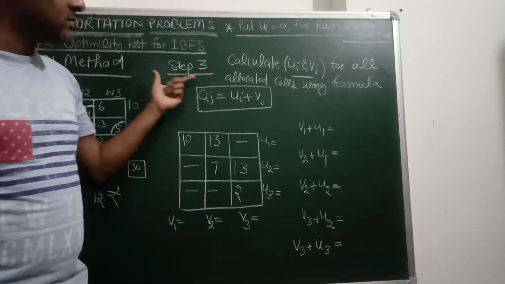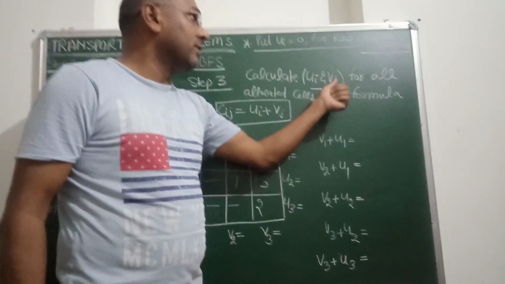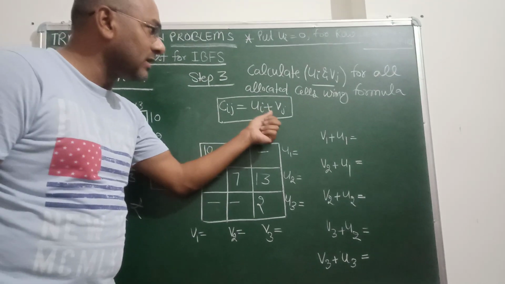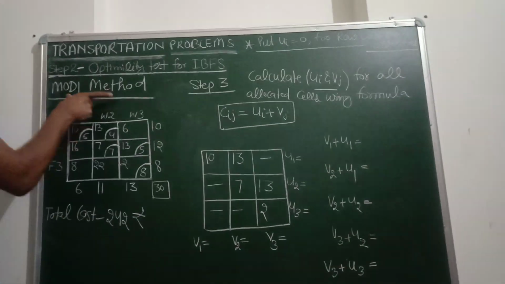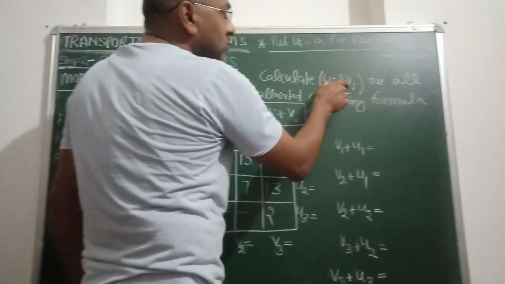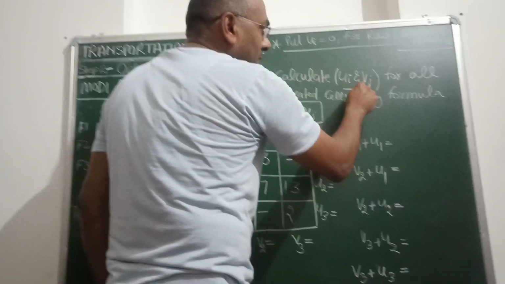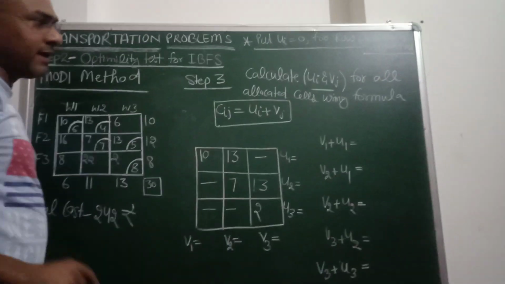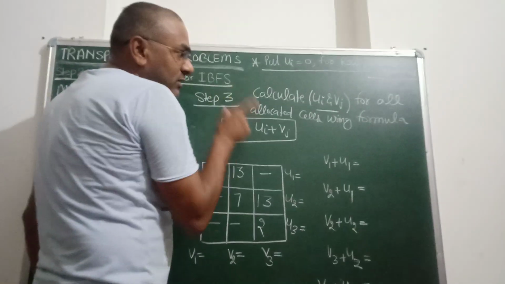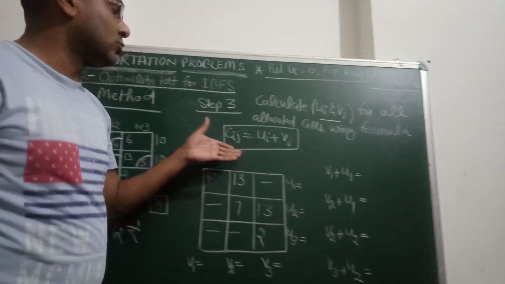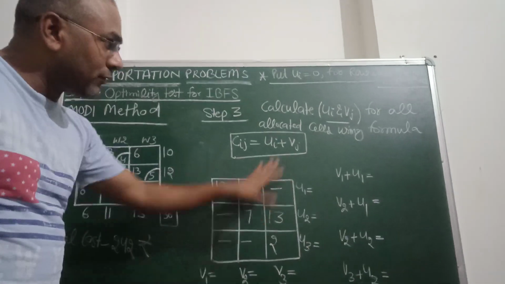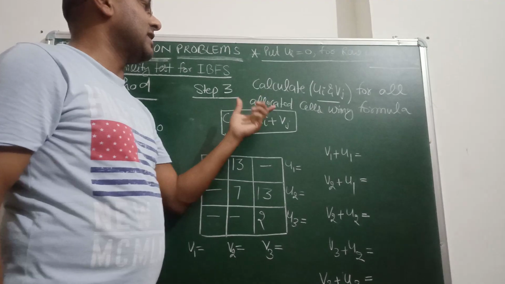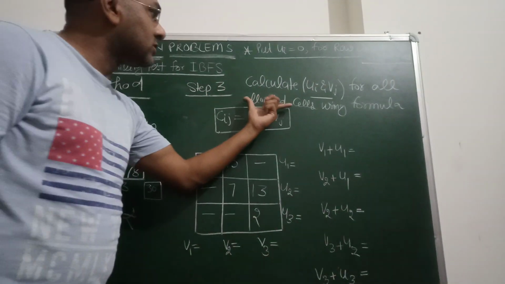Now the third step is to calculate Ui and Vj for all allocated cells using the formula Cij is equal to Ui plus Vj. As I have told you earlier, the MODI method is also called the UV method, because we find the values of U and V. Where we have to perform this operation is a very important point, because when students move to finding the values of Ui and Vj, they get confused about whether to use the allocated cells or unallocated cells. You have to use the allocated cells.